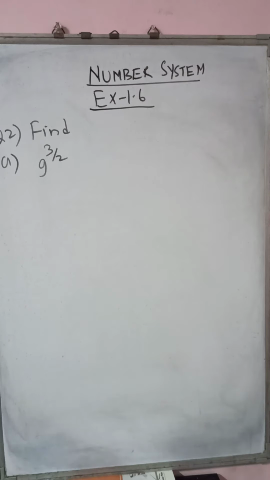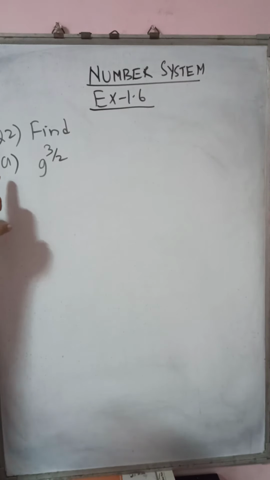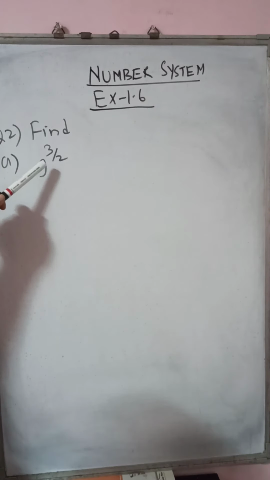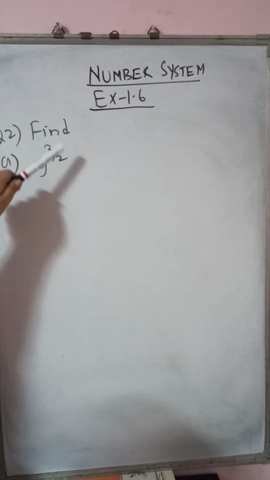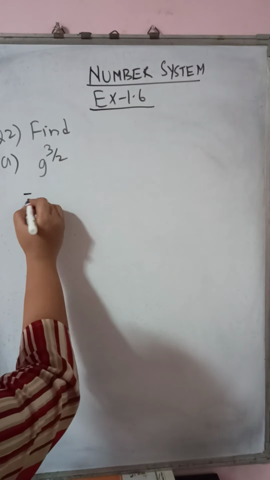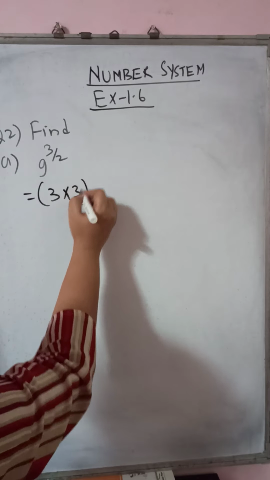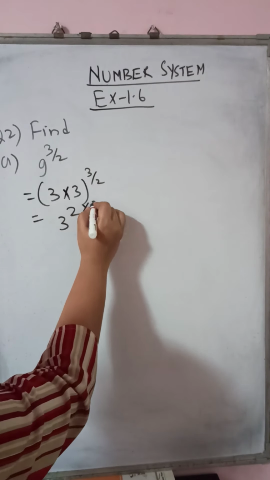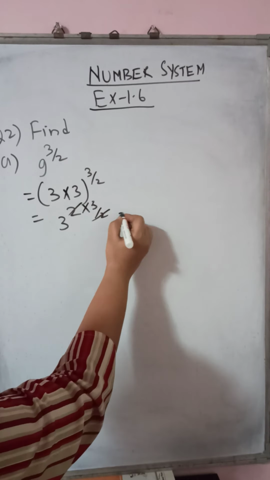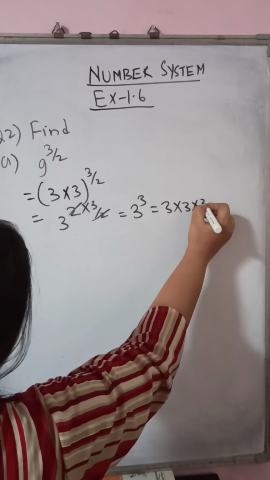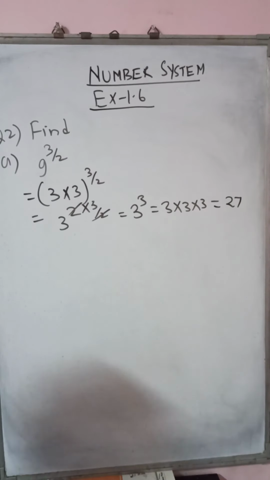Question number 2, find, this is also the same. A, the question is 9 raised to power 3 by 2. So again, what is the denominator of the power? 2. So 9 also should be written in exponential form. So 9 can be written as 3 into 3 raised to 3 by 2. So 3 into 3 means 3 square into 3 by 2. So this 2 gets cancelled. So 3 cube. What is 3 cube? 3 into 3 into 3, that is equal to 27. So that is the answer.